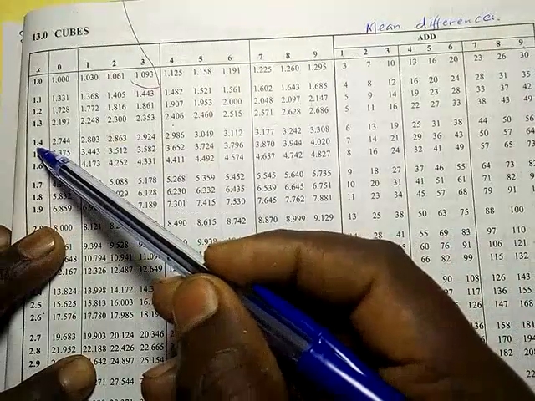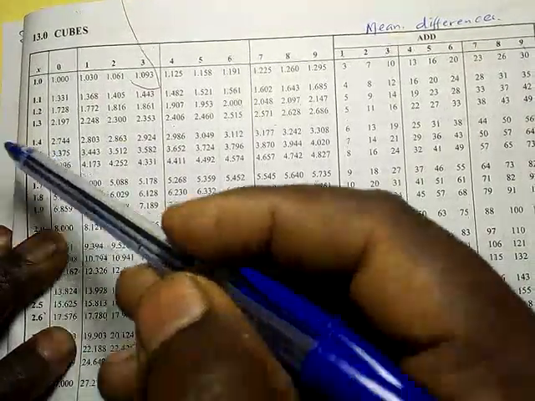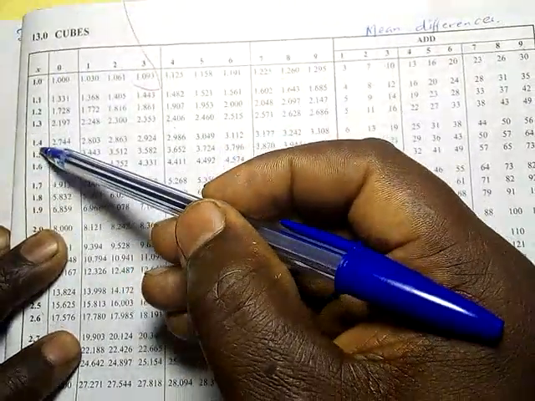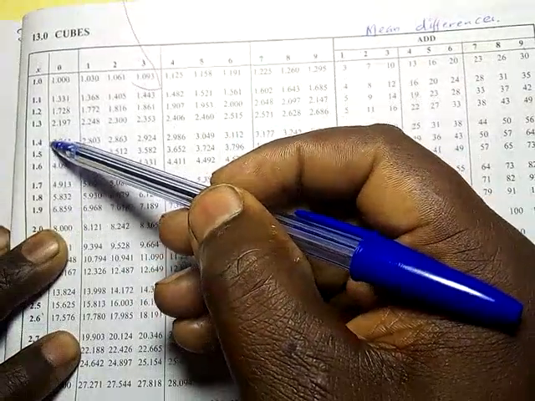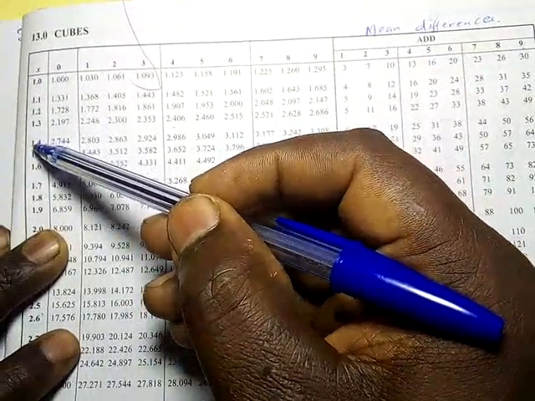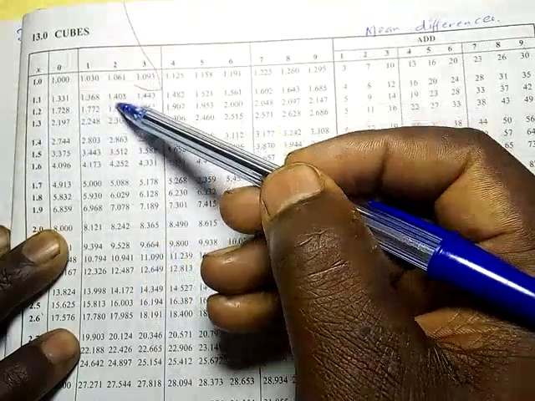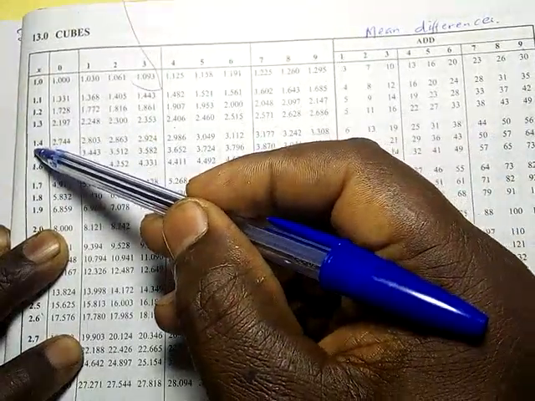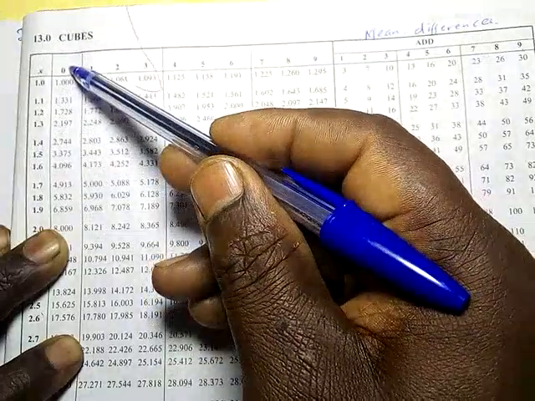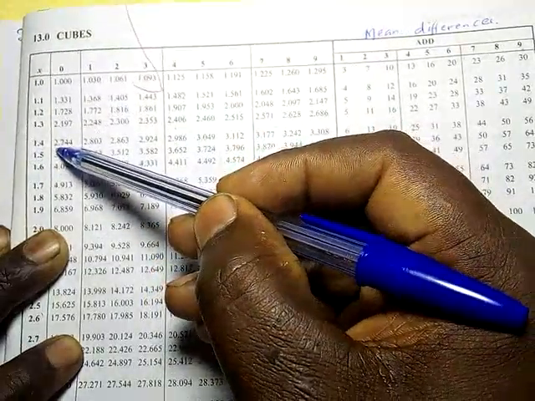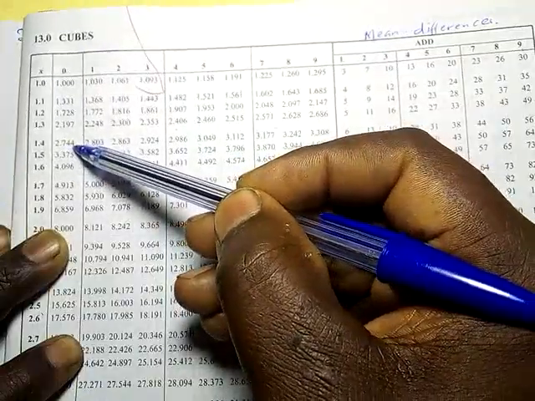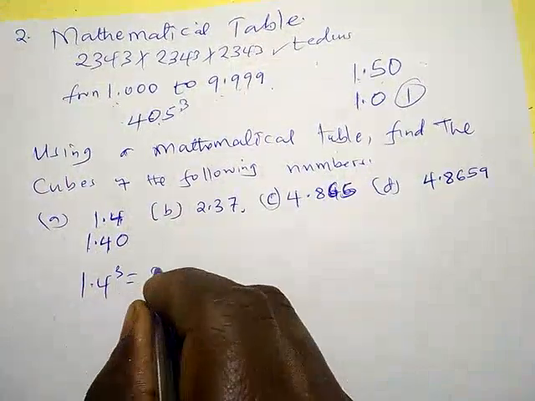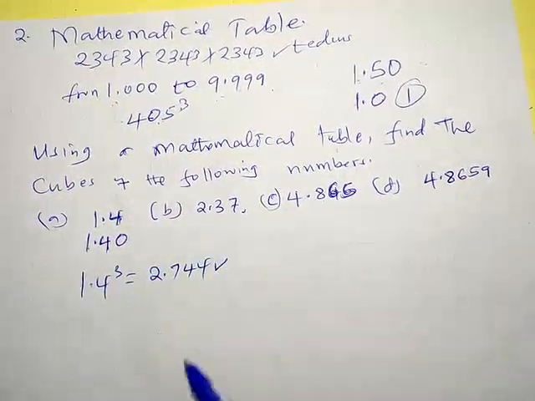So we want the cube of 1.4. So 1.4 is here, right? It means it is 1.40. If we wanted the cube of 1.42, we would take 1.4 and then 2, and we come here. But now, the cube of 1.4 is the same as the cube of 1.40. So our answer is 2.744. So the cube of 1.4 is 2.744, and that is the answer, correct.